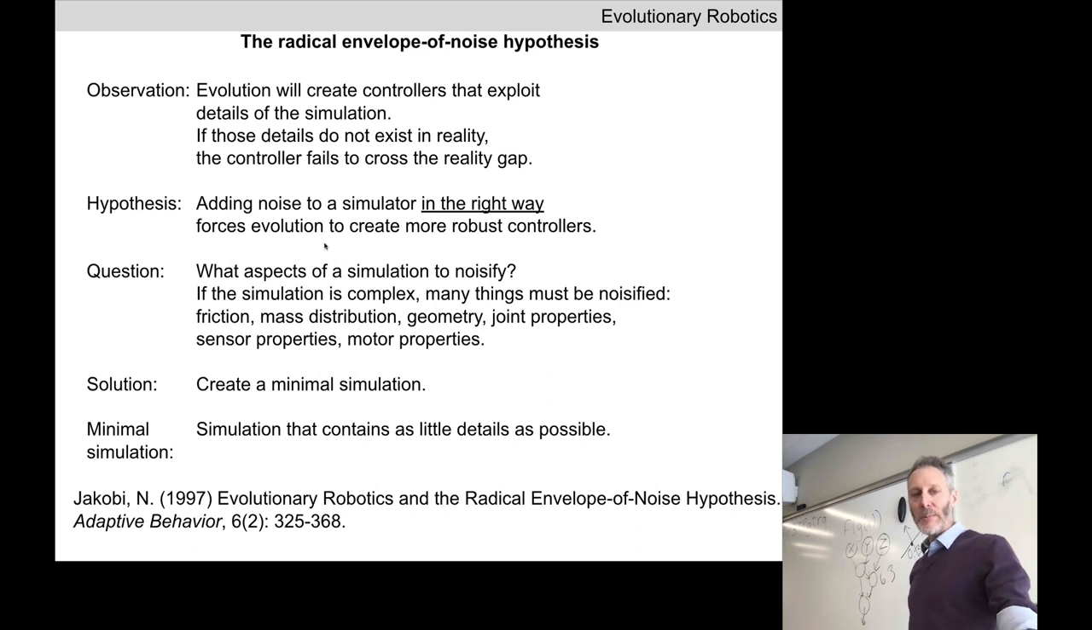Okay, so this paper starts out with the following observation. If you evolve something in simulation or you use an evolutionary algorithm to create controllers, they will evolve to exploit the simulation. Some of you may have noticed this already in your own evolutionary experiments. If those details in the simulator don't exist in reality, the controller will fail to cross the reality gap. Evolution is exploiting things in simulation that don't exist in reality. You are all experts now in physics engines. What might be some of those things that are inaccurate in physics engines that don't exist in the real world that evolution might make use of?